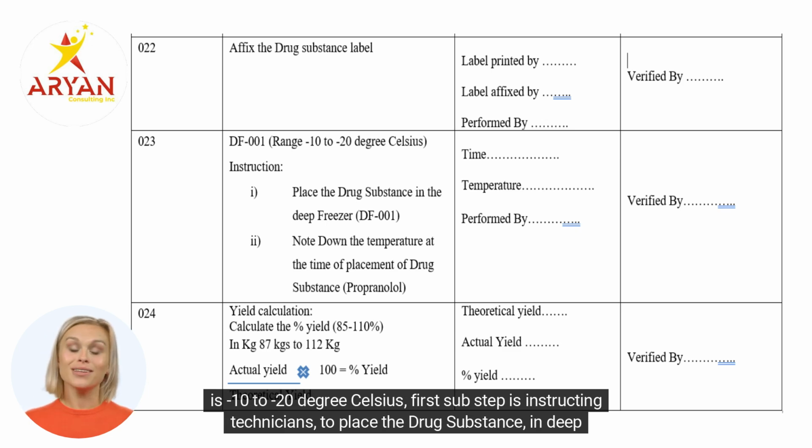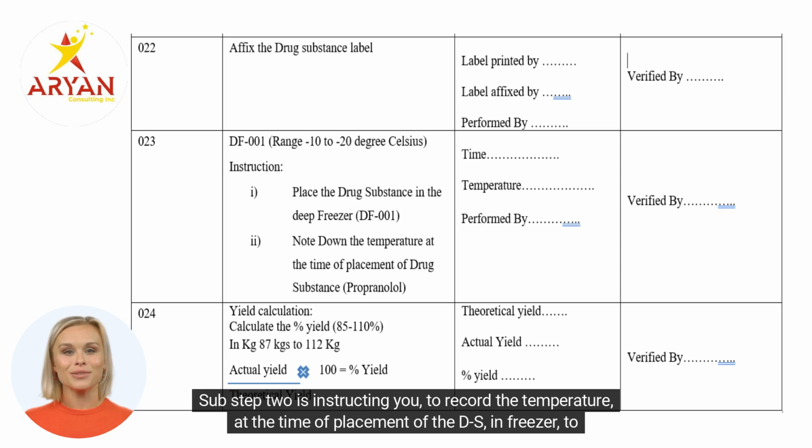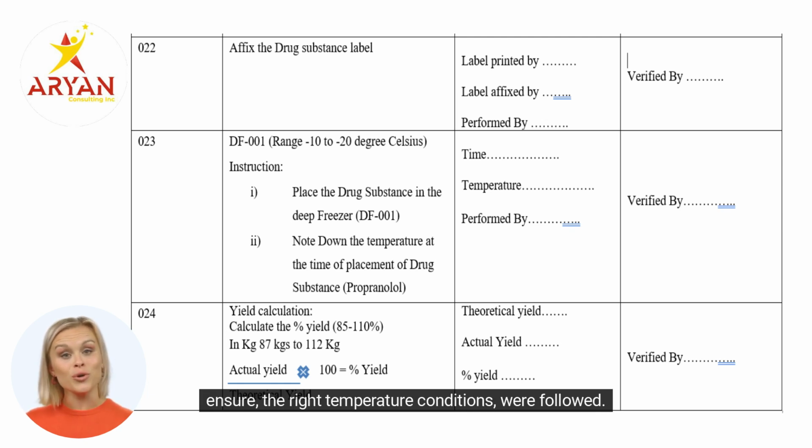-20 degrees Celsius. The first sub-step is instructing technicians to place the drug substance in the deep freezer. Sub-step 2 is instructing you to record the temperature at the time of placement of the DS in the freezer to ensure the right temperature conditions were followed.